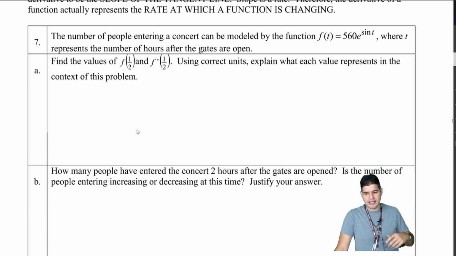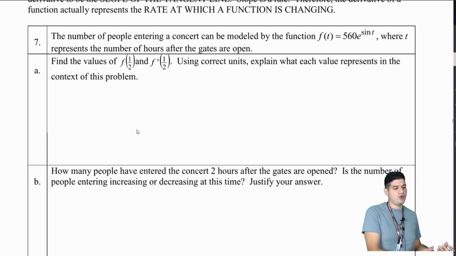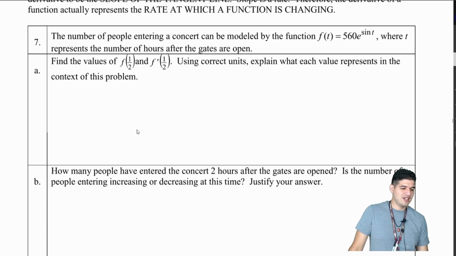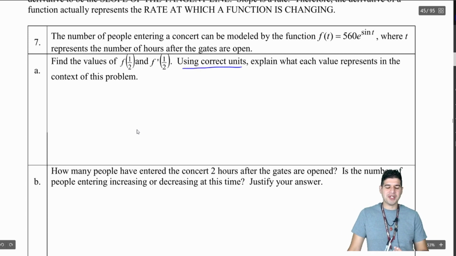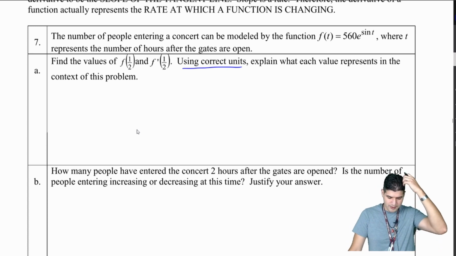So the number of people entering a concert can be modeled by the function that's given, f of t. So t represents the number of hours after the gates are open. We want to find, all right, what are the values of f of 1/2 and f prime of 1/2. And then we want to do this using correct units. You're going to notice that comes up a lot in calculus. It's like, can you really interpret what's actually happening here? And we want to be able to explain what each value represents in the context of the problem, okay?